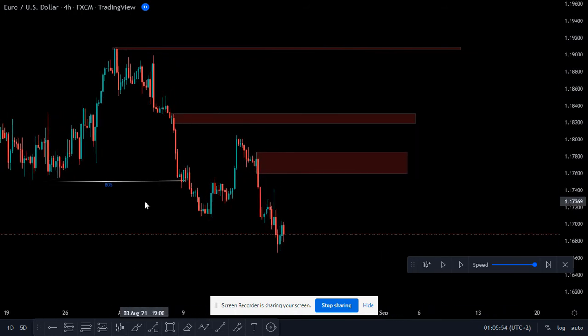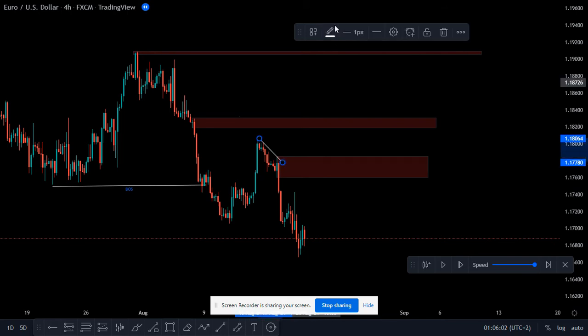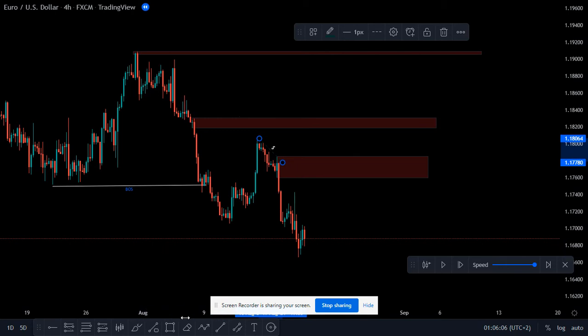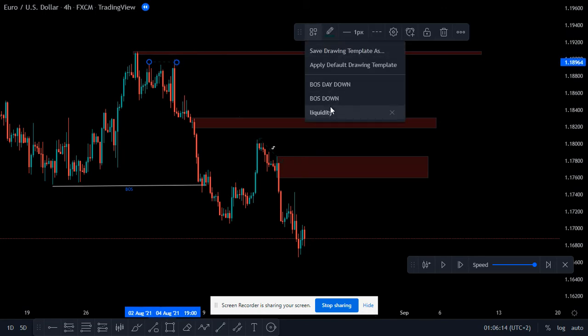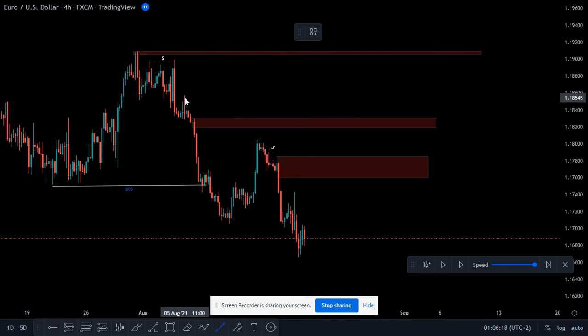Then after identifying our order blocks, we need to go ahead and identify our liquidity zone. So this part, it's liquidity. This is our liquidity zone. And also we have equal highs, so that becomes our liquidity zone too. And also this part becomes our liquidity zone.